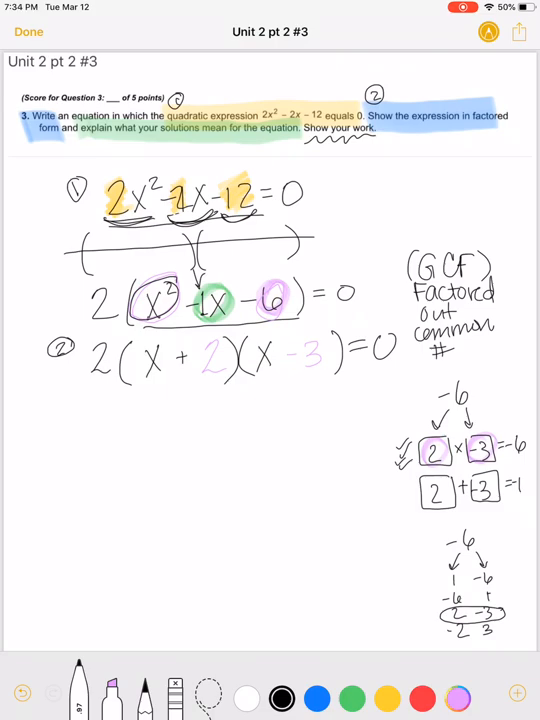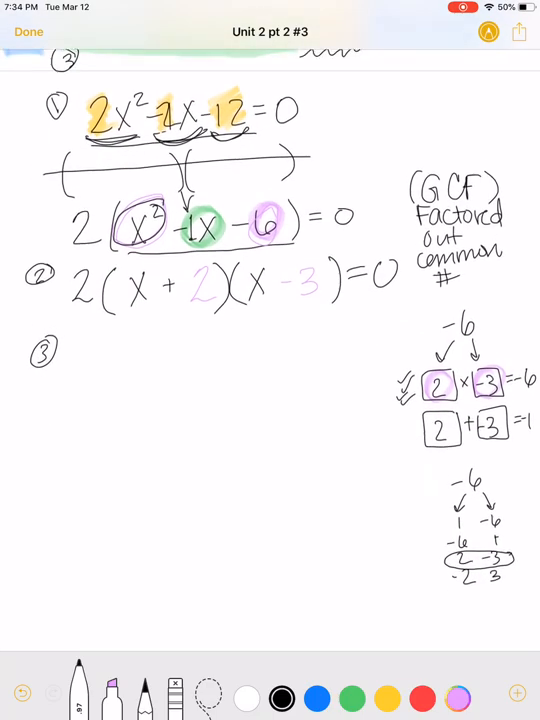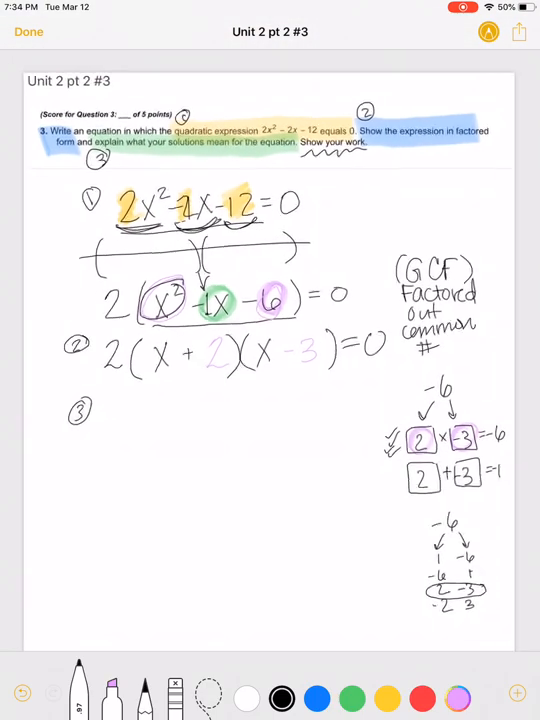But the next part says we need to explain what our solution means for the equation. So number 3, what is our solution? We haven't even gotten there yet, which is kind of crazy. I was trying to see if I could get some more. Okay.